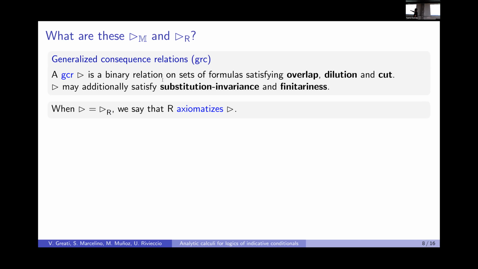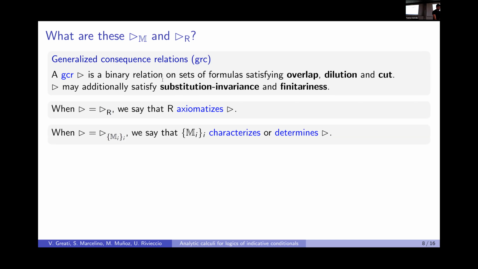And if you have a GCR and you have a calculus that induces the same, we say that that GCR is axiomatized by the calculus, or that the calculus axiomatizes it, just to be clear on terminology. Also, if you have a class of matrices, a family of matrices that induce the same GCR, we say that this family characterizes or determines the consequence relation. And also for every GCR, we can talk about its single conclusion companion just by focusing on the singleton conclusions. So you can recover that.